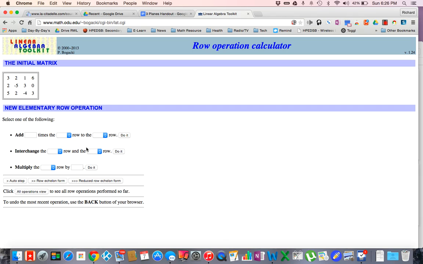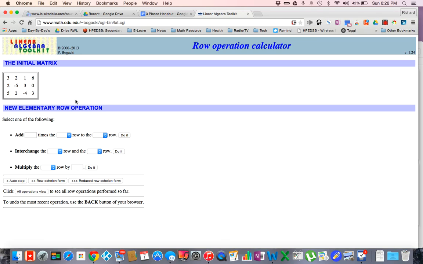If I click here where it says row echelon form, I can actually get it to go to row echelon form, and it'll show me all the steps. I think what we're going to focus on is going to row echelon form with row operations and then back substituting to solve. I think that's probably our best approach. In row echelon form, I need a 1 here, a 1 here, and a 1 here.